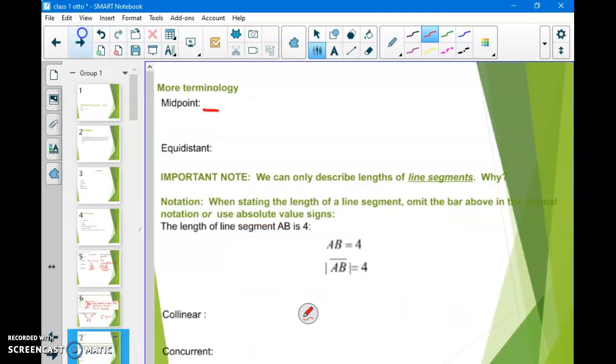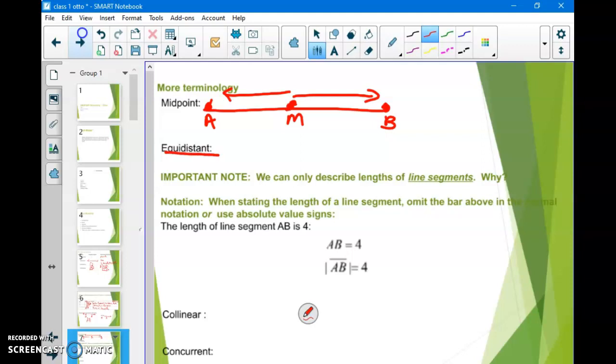Midpoint. So if I have my segment AB, and we would use M for midpoint, most of the time we use M for midpoint, and we would say that the midpoint is equidistant from both endpoints. So the midpoint is equidistant from both endpoints.